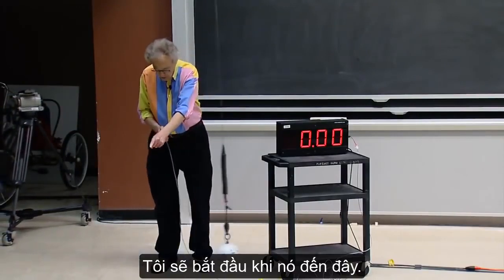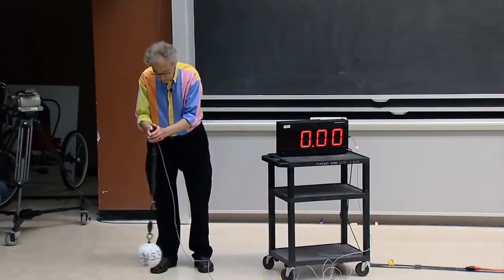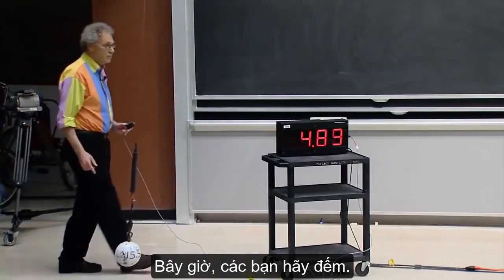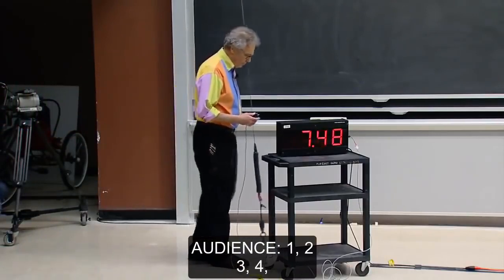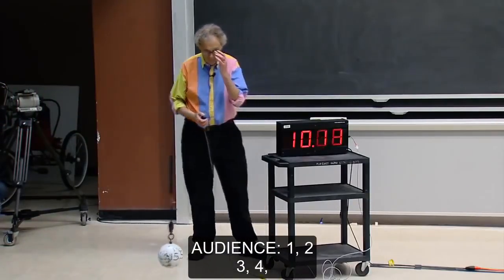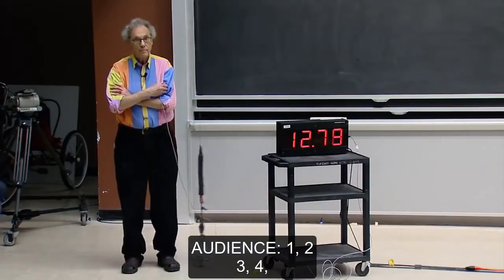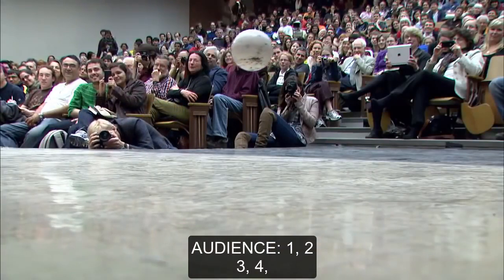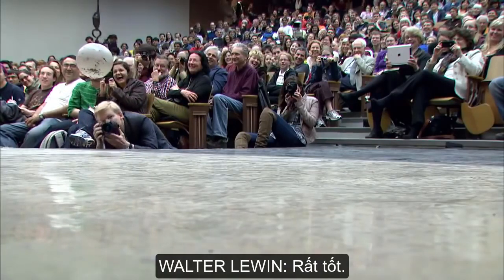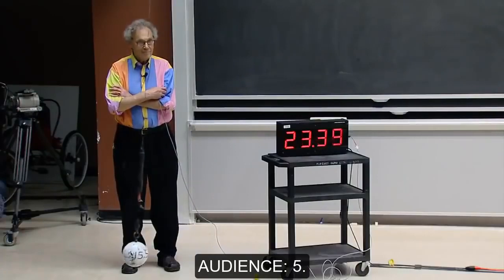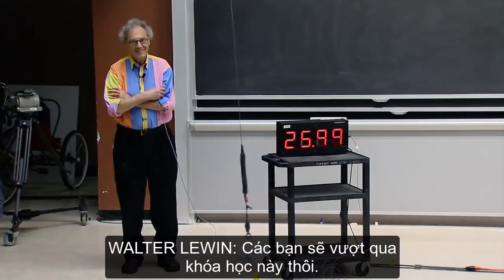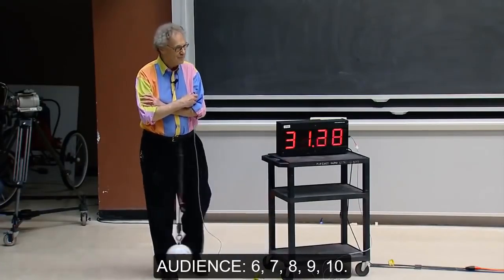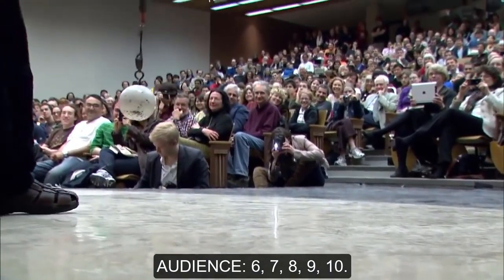So, we'll do this first at 5 degrees. I'm going to start it when it comes here. Okay, now you count. 1, 2, 3, 4. You're doing very well. You're going to pass this course. 6, 7.